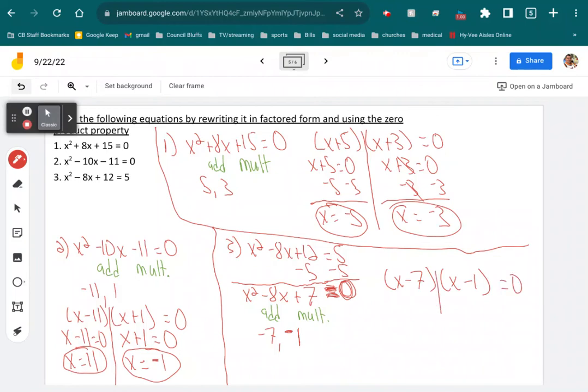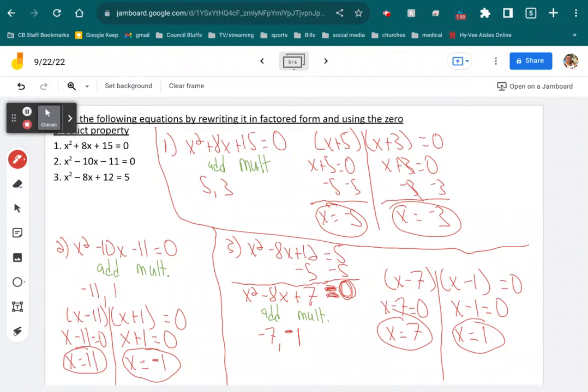Okay. So now I'm going to use the zero product property once again. So x minus 7 equals 0 and x minus 1 equals 0. All right, I'll add 7 to both sides and I'll end up with x equals 7. And then I'll add 1 to both sides on the right-hand side and I'll end up with x equals 1. So those are my two solutions, x equals 7 and x equals 1.